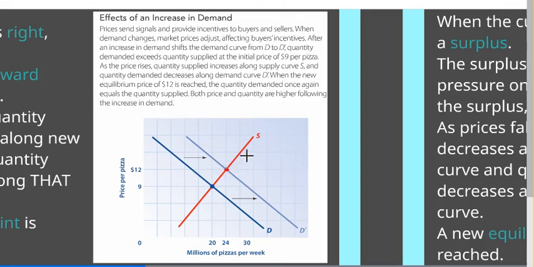Okay, we have a new equilibrium price. The new equilibrium price is $12, and the new equilibrium quantity, so we've got $12 and 24 million pizzas. As long as the supply curve slopes upward, a rightward shift of the demand curve increases both price and quantity. So when the demand curve shifts to the right, price is increased, which we see from $9 to $12, and quantity is increased, which went from 20 to 24.